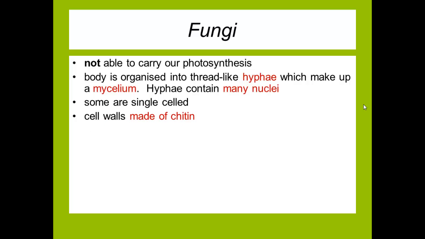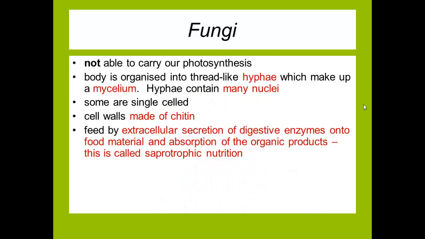They have cell walls, but they're not made out of cellulose, they're made out of chitin. And they feed by secreting digestive enzymes onto the food that they're growing through. Now, those enzymes then digest that food, and then they absorb those organic products of digestion, and that is called saprotrophic nutrition. That's a key syllabus word. Saprotrophic nutrition.